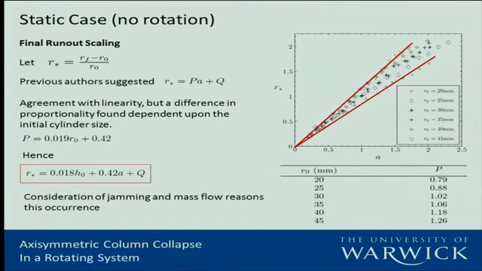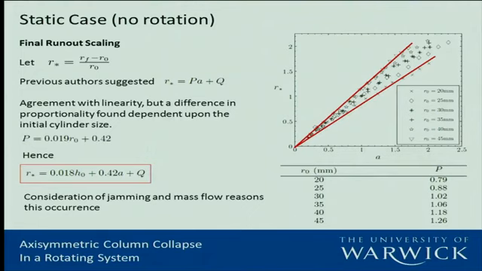In terms of the final run-out scaling, I found something slightly different to previous authors. If we take the final run-out of the pile to be RF, and normalise it against the initial radius, so we've got this R star, then in agreement with previous authors, I found this to be linear. So as we increase the aspect ratio, the final run-out is going to increase. But what I found slightly different is that this is different for different initial cylinder sizes. So there is a dependence here.